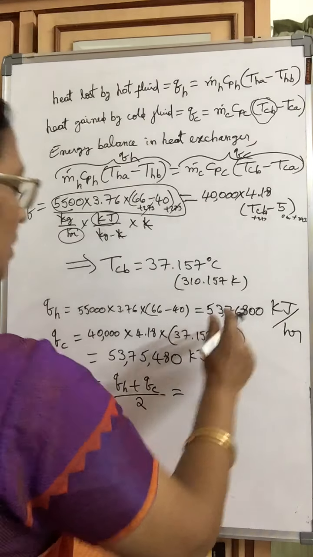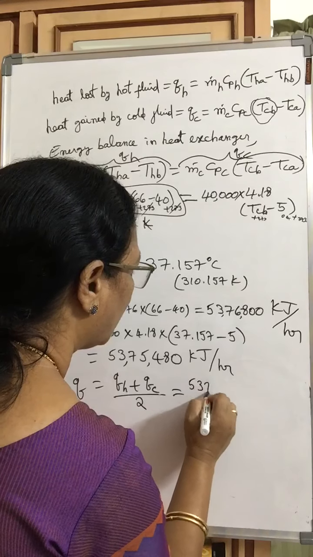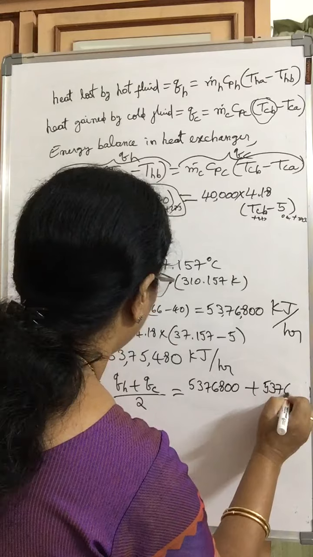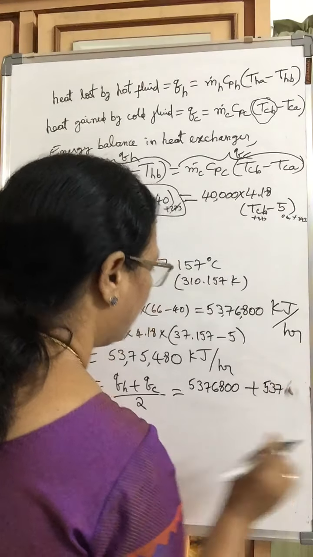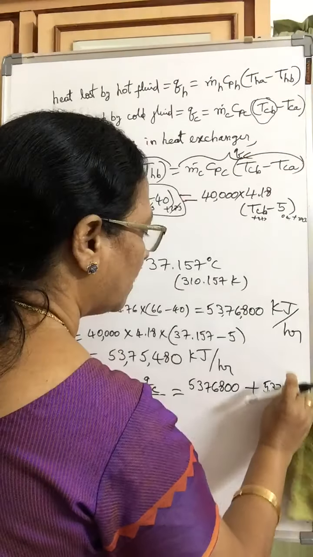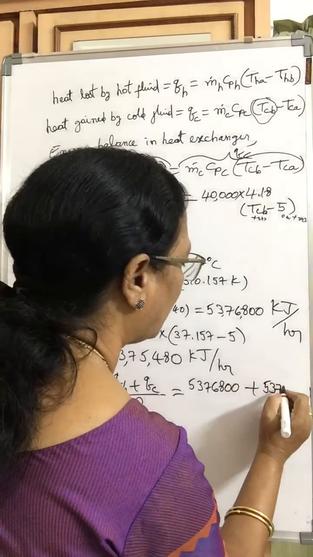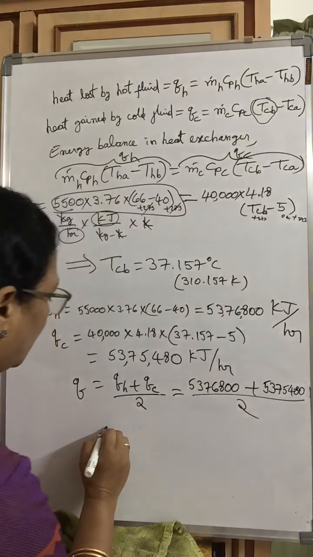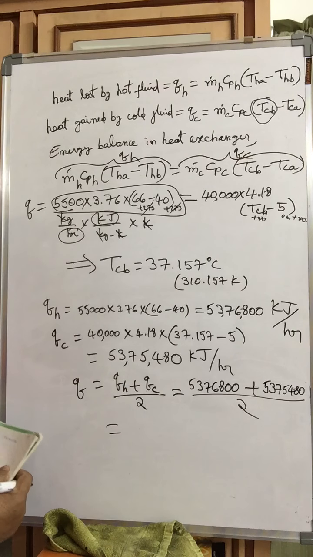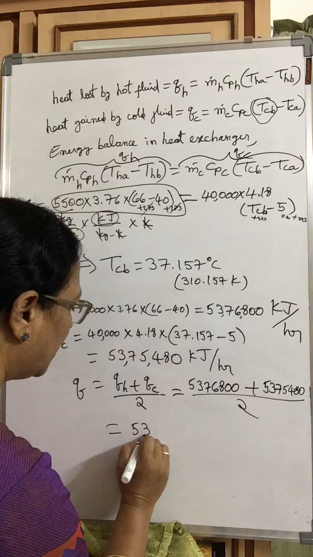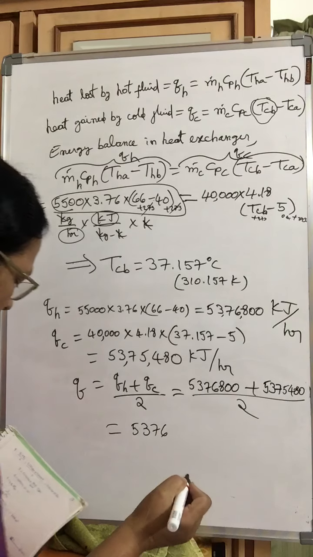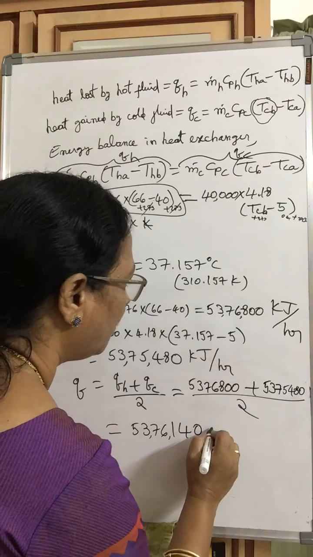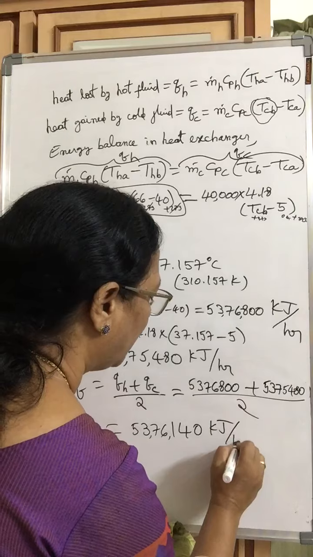So QH plus QC by 2: 800 plus 5375 480 by 2. So Q is equal to 5376 140. Okay, this is what? Kilojoules per hour.